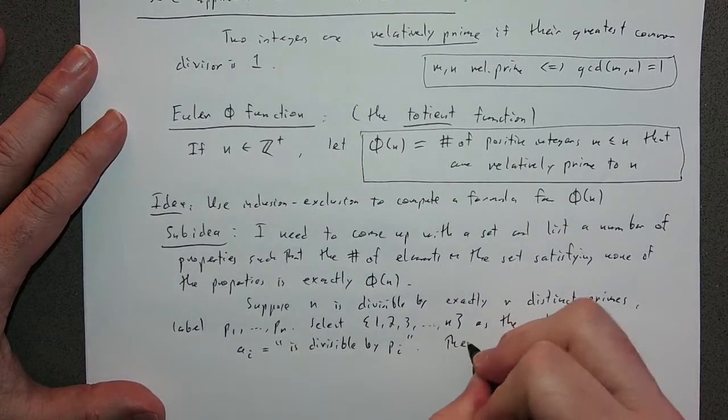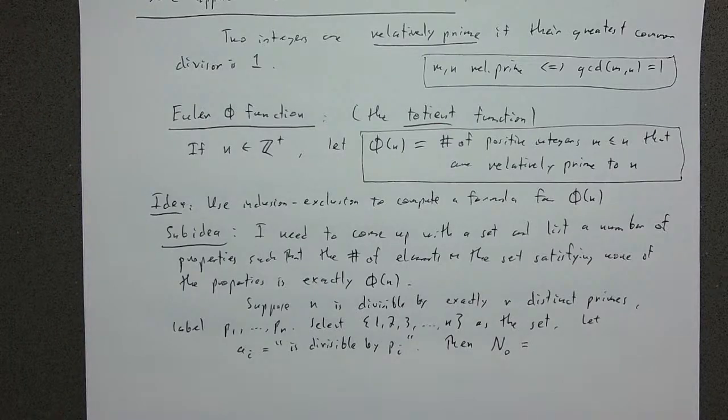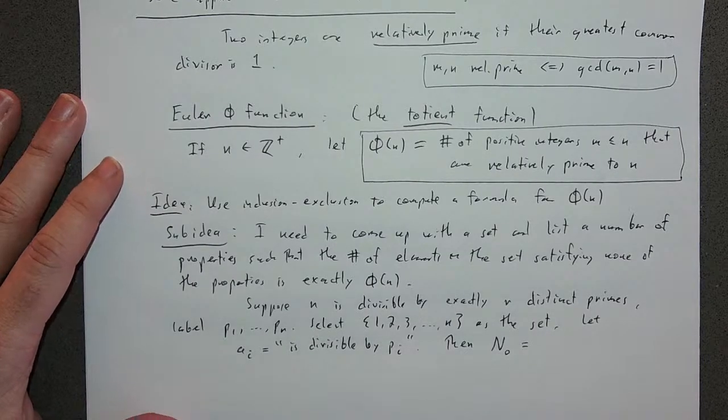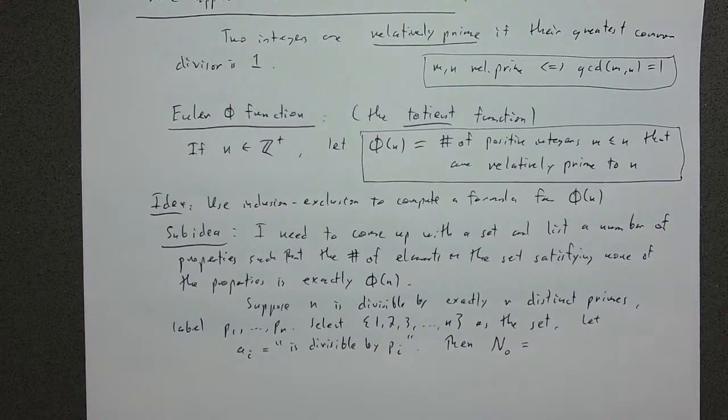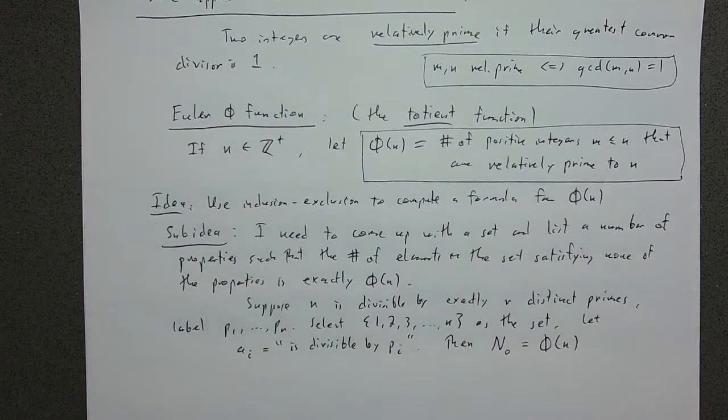Then the number of elements in the set that satisfy none of these properties, not divisible by p sub i for any i, is going to be the same as the number of integers relatively prime to n. Why though? So here is where, if you haven't had any number theory or algebra, or haven't thought about this that much, you're going to have to think a little bit.